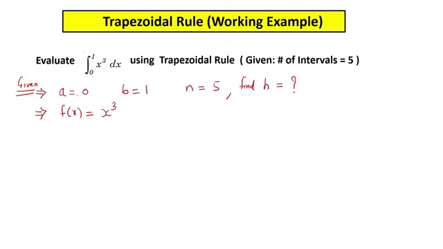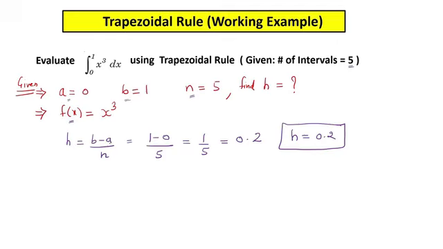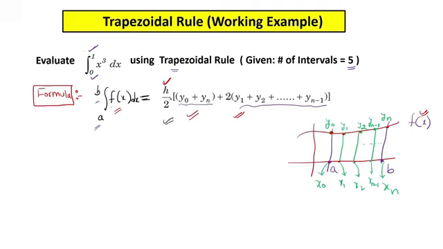In this question, we are given the values of a, b and n, and we are also given the function, that is x cube. First we have to find the value of h. The formula for h is b minus a upon n. The values of b and a are 1 and 0, so 1 minus 0 upon n, which is 5. After evaluating this, we get h equal to 0.2. So this is the interval size or the step size. As we saw in the formula, we have to find the value of h and the values of the various y's. We have found h, now we have to find the values of the y's.